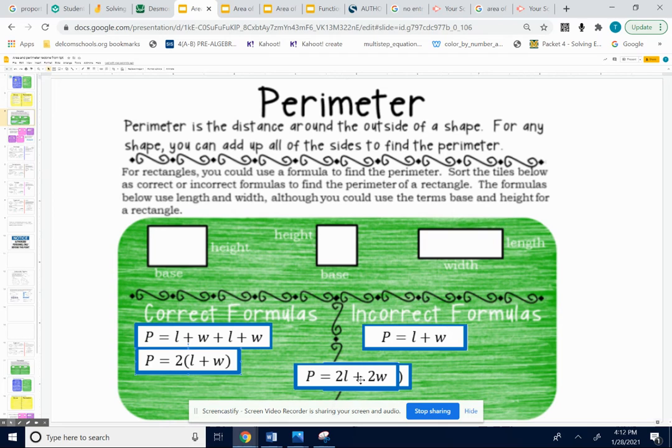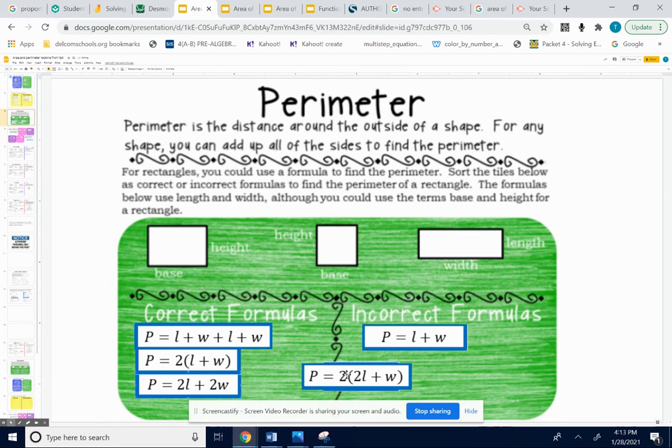Perimeter equals 2 lengths plus 2 widths. 2 times the length plus 2 times the width. That would work. It's like saying I'm going to double the length, I'm going to double the width, and I'm going to add those two answers together. So that works.